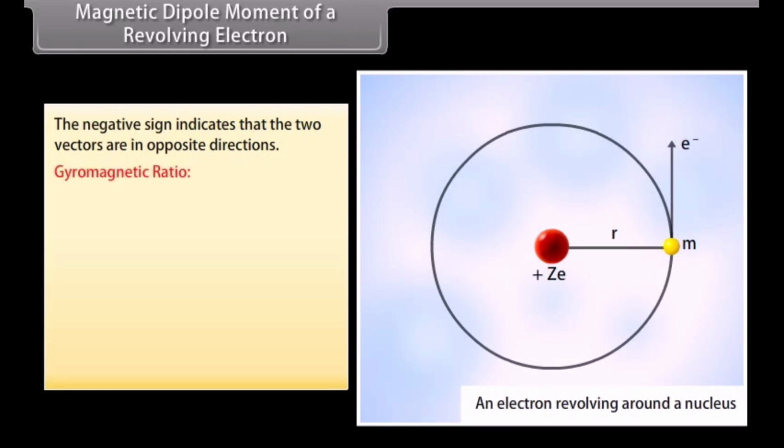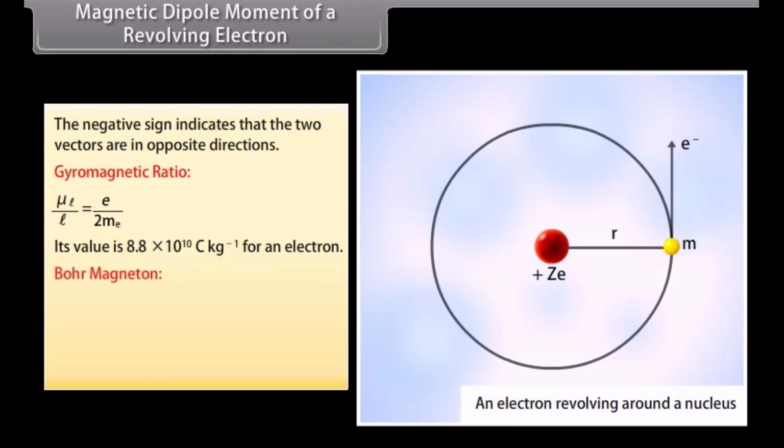Gyromagnetic ratio. Mu L upon L is equal to e upon 2 m_e. Its value is 8.8 into 10 raised to the power 10 coulomb per kilogram for an electron. Bohr magneton. Mu B is equal to e h upon 4 pi m_e. Its value is a constant and equals 9.27 into 10 raised to the power minus 24 ampere meter square.